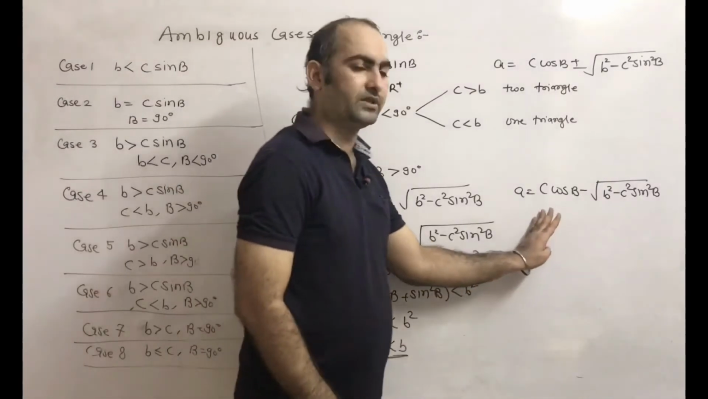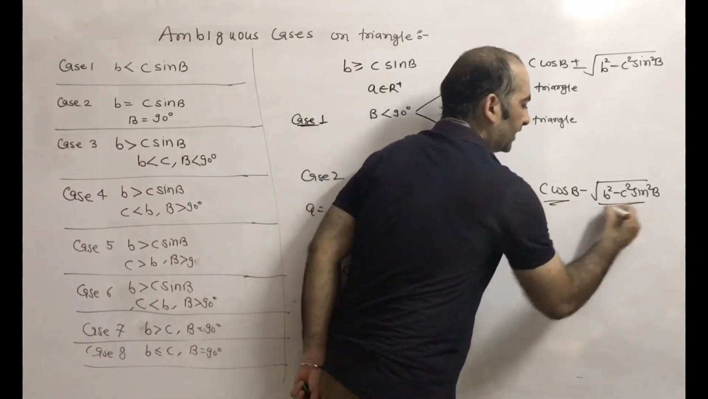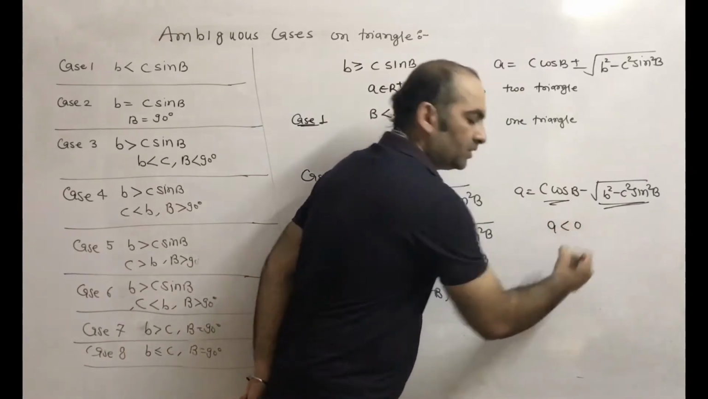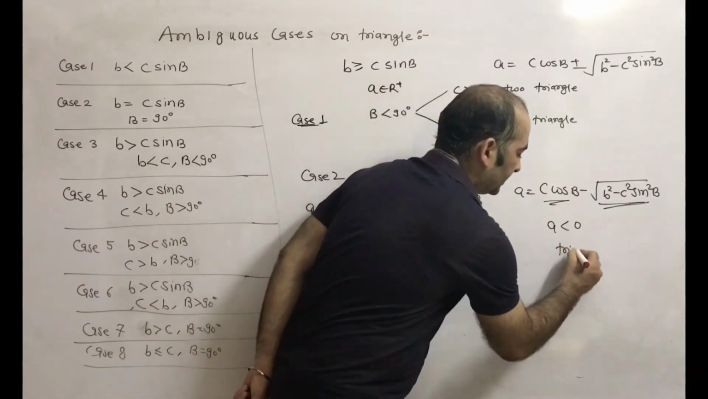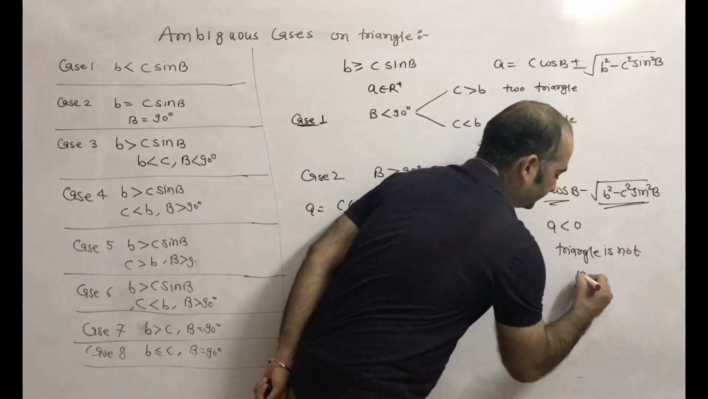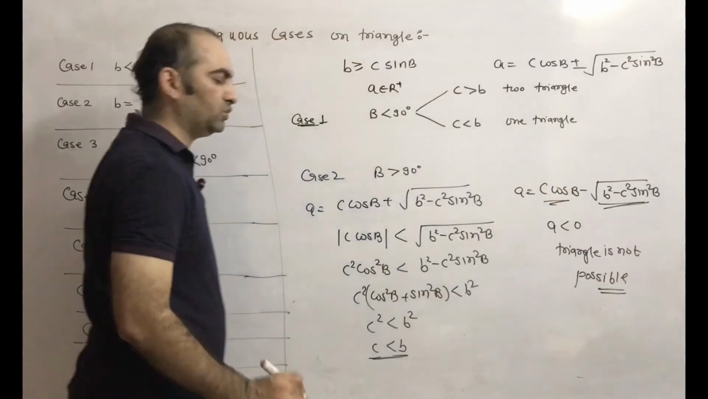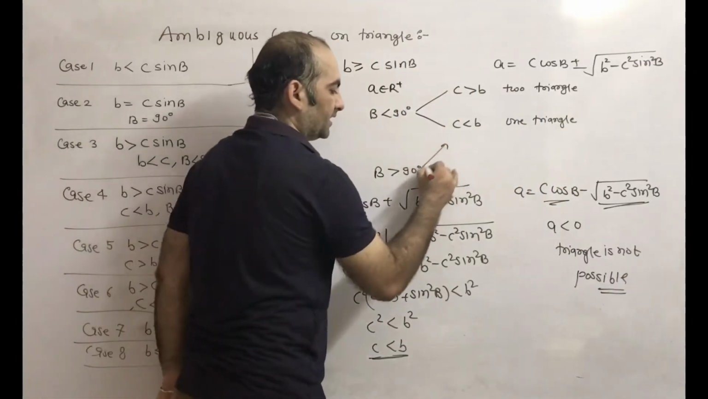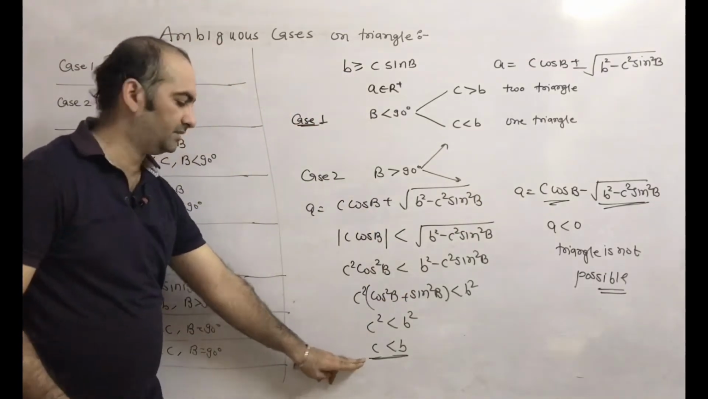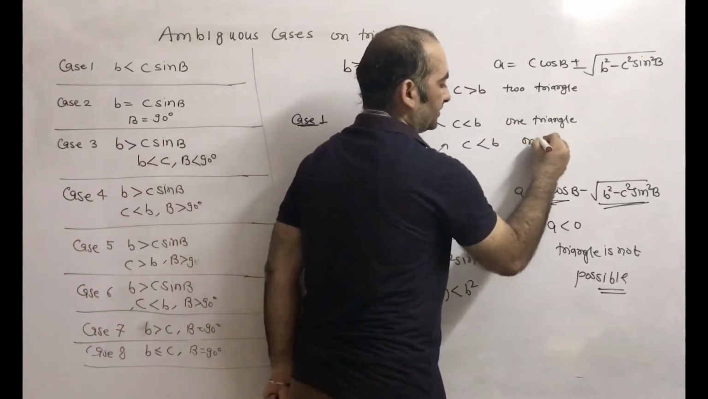Now if you get this case, B is greater than 90, so this is negative and this is also negative. That means a is less than 0. That means triangle is not possible. This one also we can categorize in two categories. First is this one, another is this one. First is if B is greater than 90 degree and c is less than b, then one triangle possible.